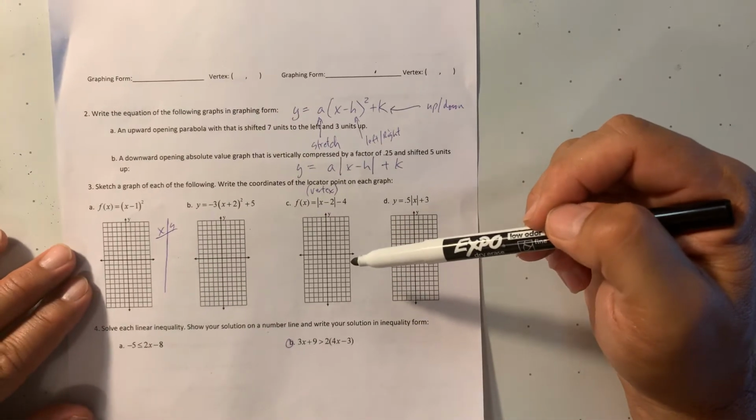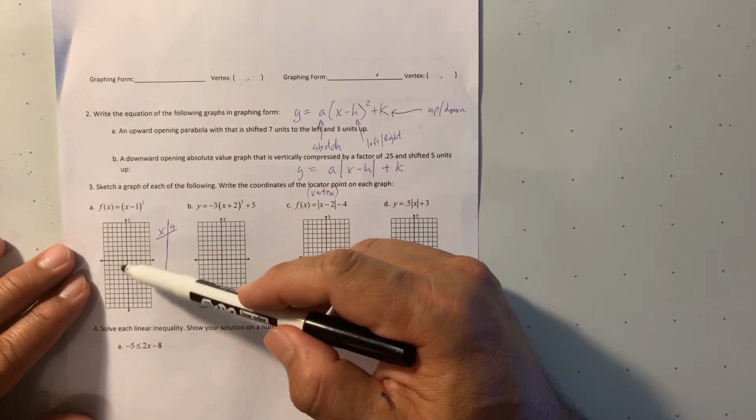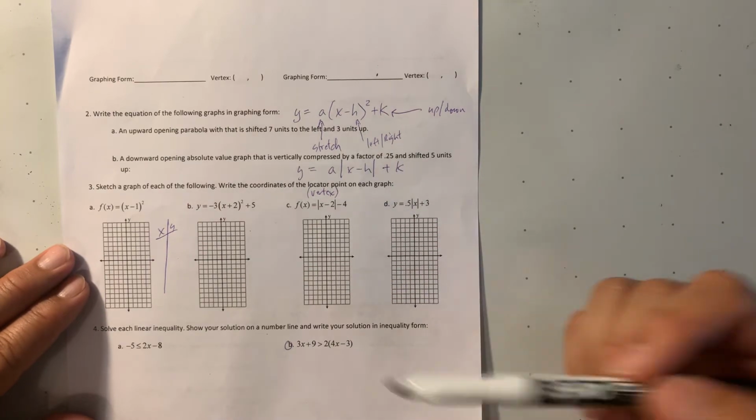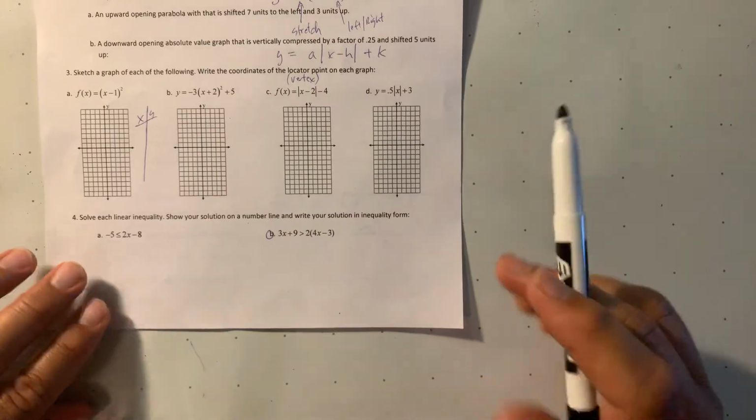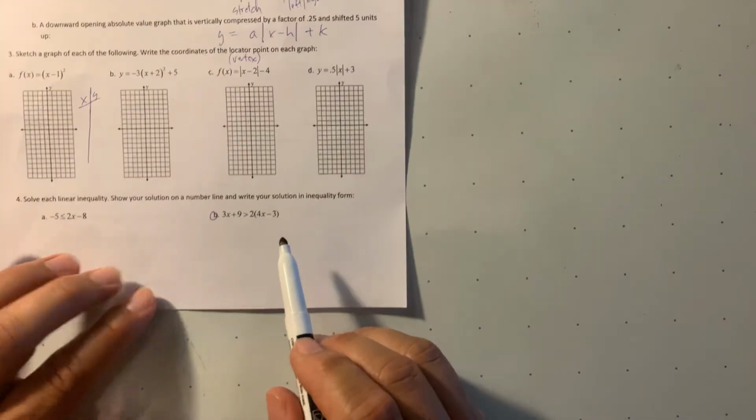Here for number 3, just remember to use an XY table to plug in some points so you can sketch your graph more accurately. And remember, locator point is the same as vertex. Here for number 4, I'm going to do B with you guys, and we'll go from there.